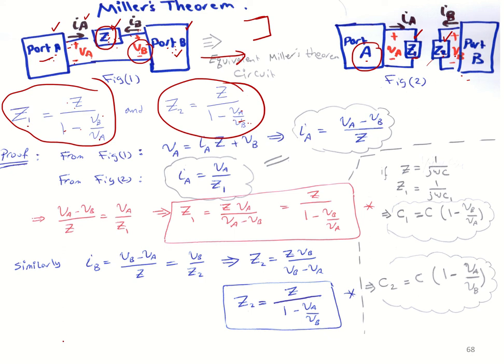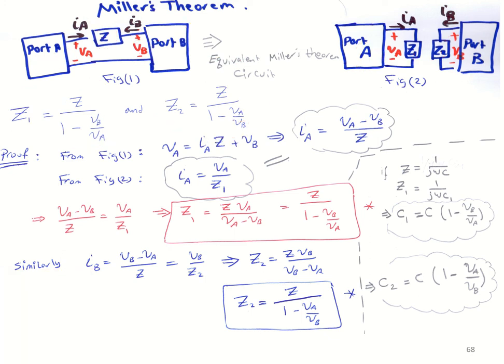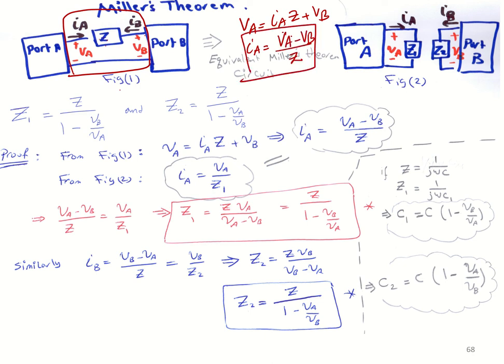Its proof is very simple. If you look at figure 1, focus here please. If we apply KVL here, the input voltage VA is equal to the voltage drop IA times Z plus the voltage drop here. This is the simple KVL equation for VA. From this I can write IA as VA minus VB divided by Z. Now look at this figure.